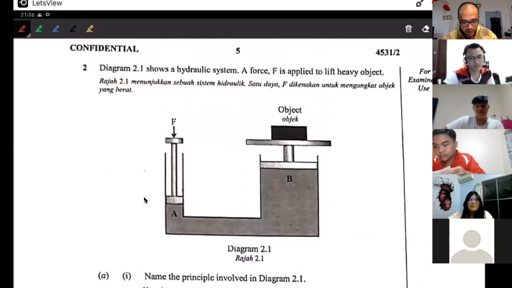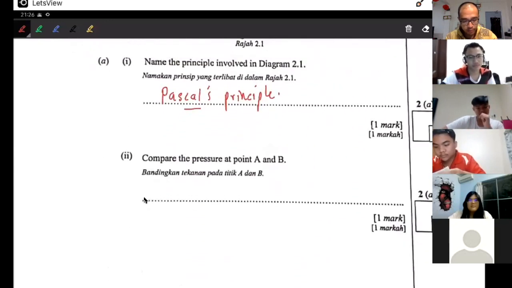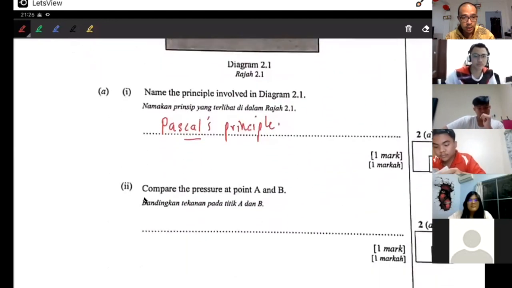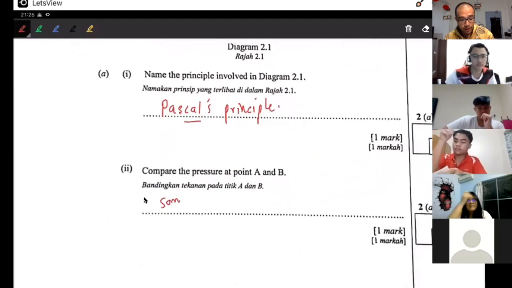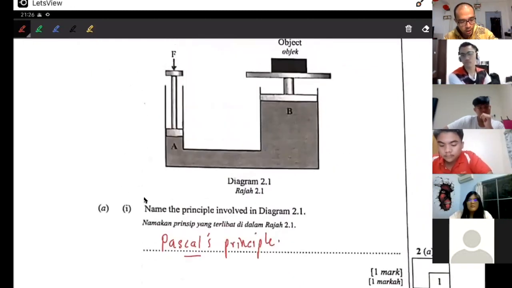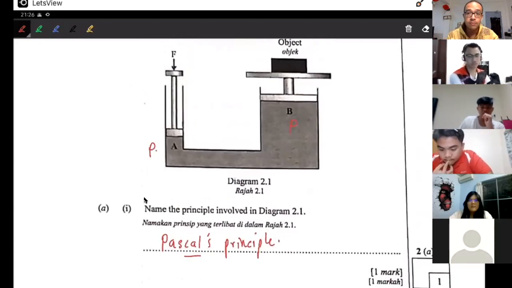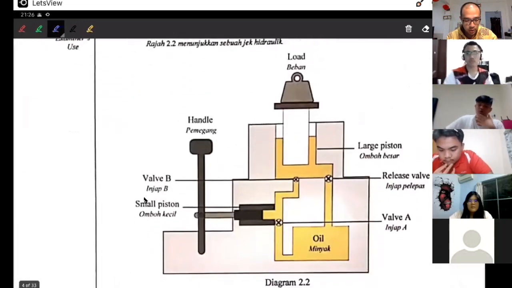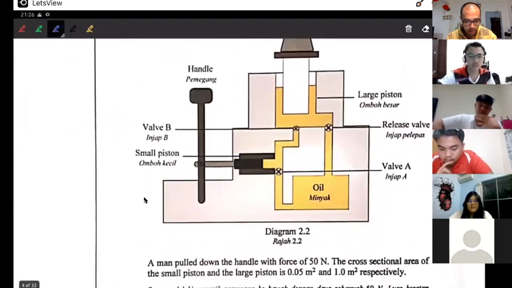Okay, so a force F is applied to lift a heavy object. Compare the pressure at point A and point B, so the pressure will be the same. Only the force and the surface area are different. So Pascal's principle is pressure is equally applied. So the pressure here is the same. Okay, that's Pascal's principle. So hydraulic jack, yada yada, astaga, what is this?